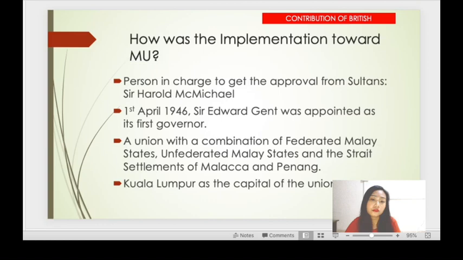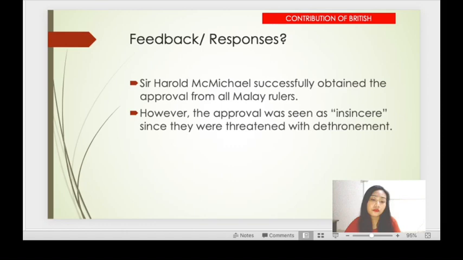The feedback or responses? Sir Harold MacMichael was assigned the task of gathering the Malay state rulers' approval for the Malayan Union in the same month. In a short period of time, he managed to obtain all the Malay rulers' approval. It's magic, right? It's amazing.